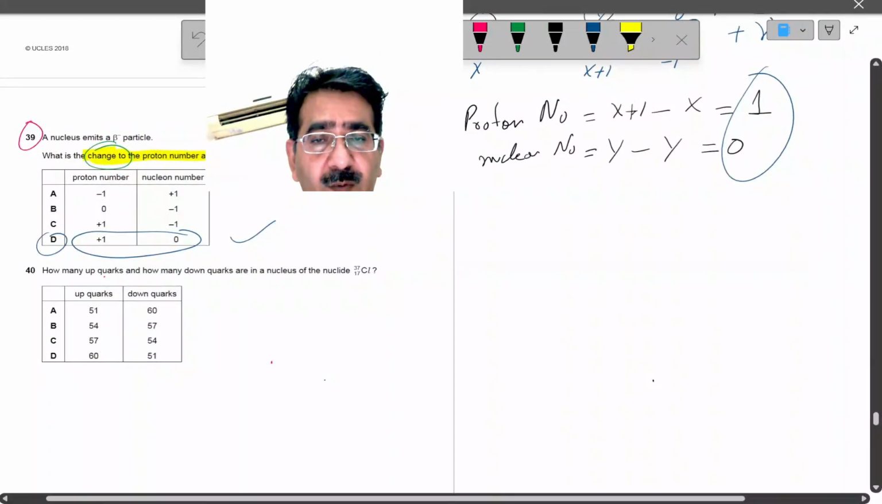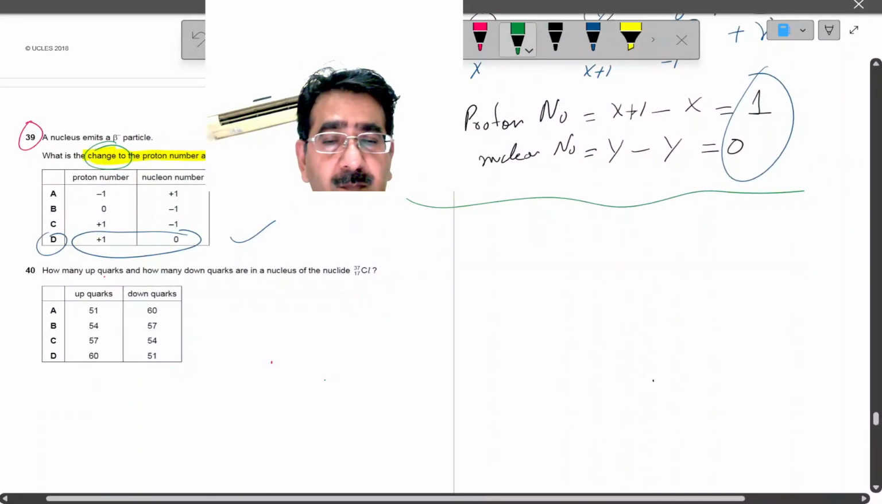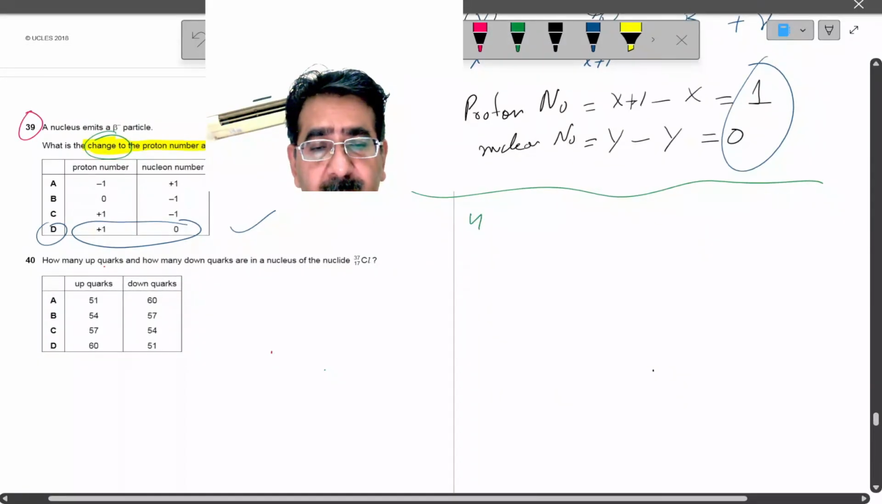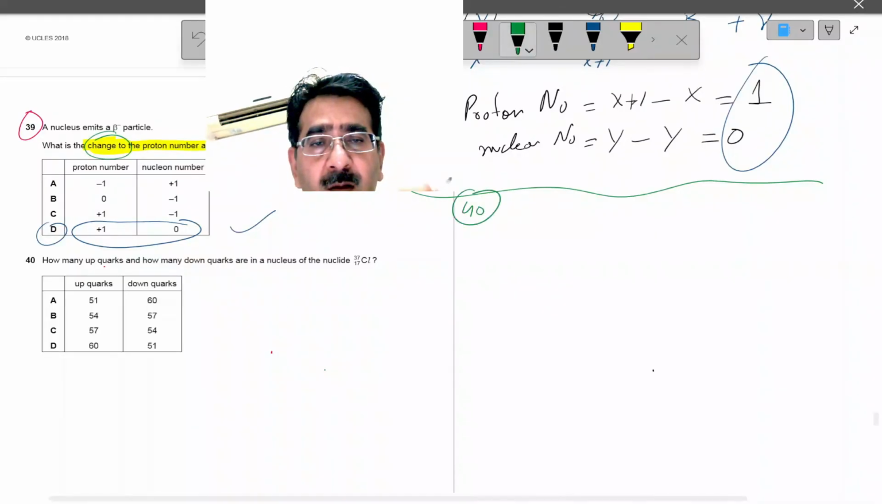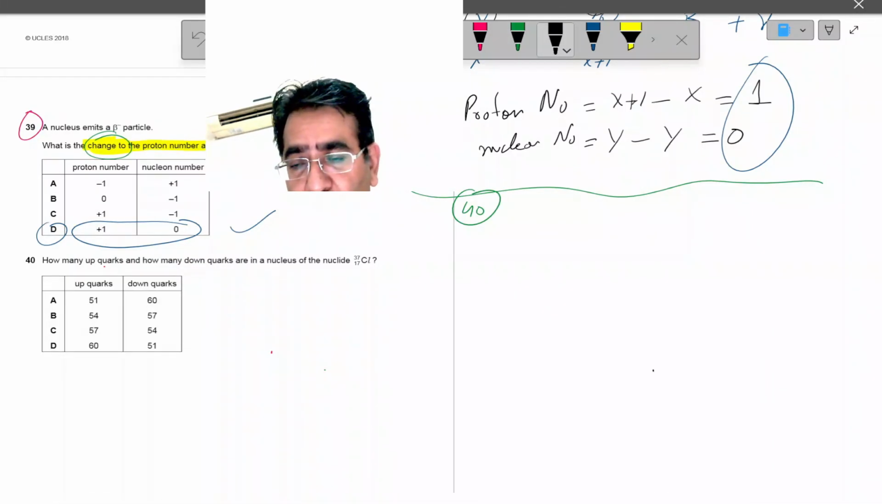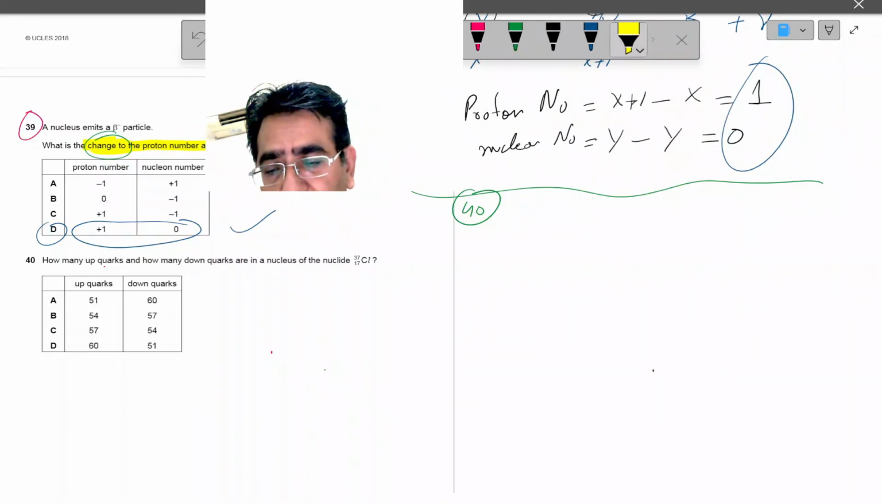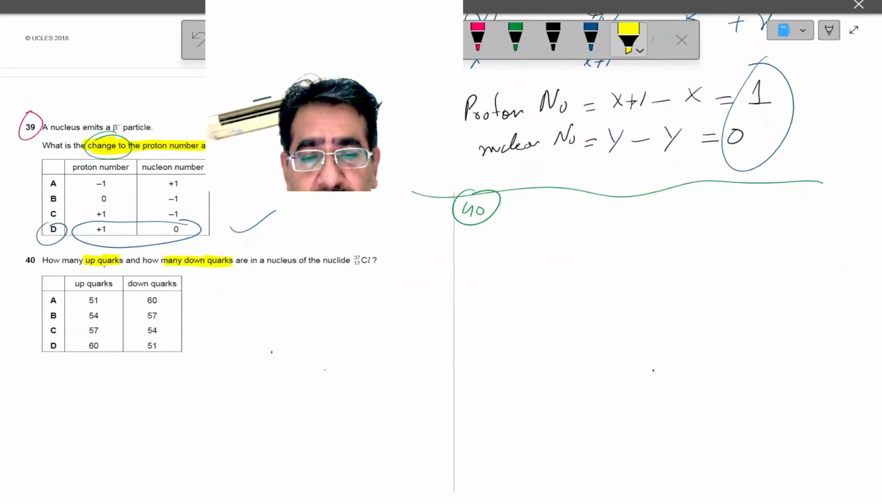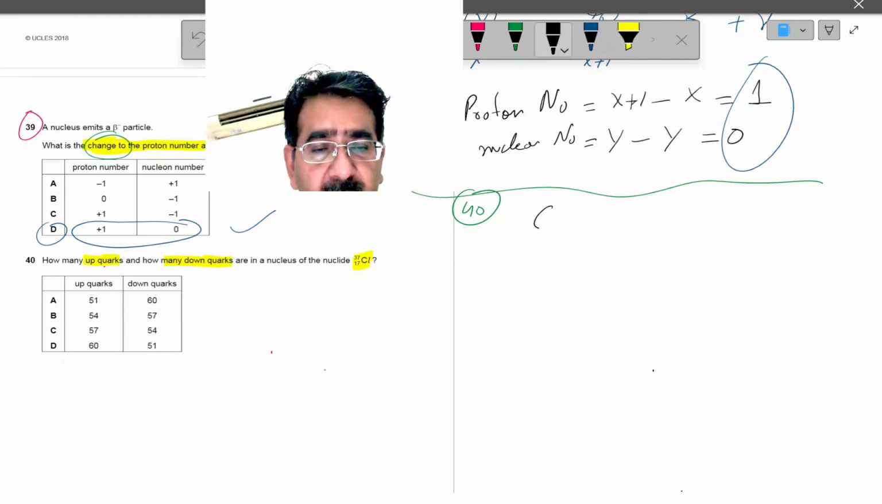Now the question number 40. Question 40 is how many up quarks and how many down quarks. And this is the one: chlorine, Cl, 37, 17.